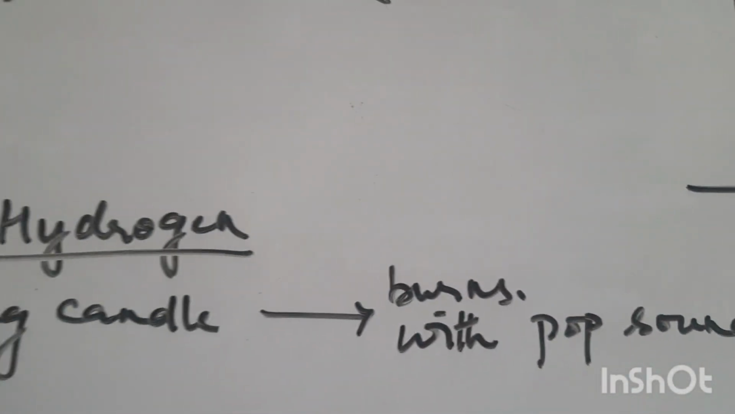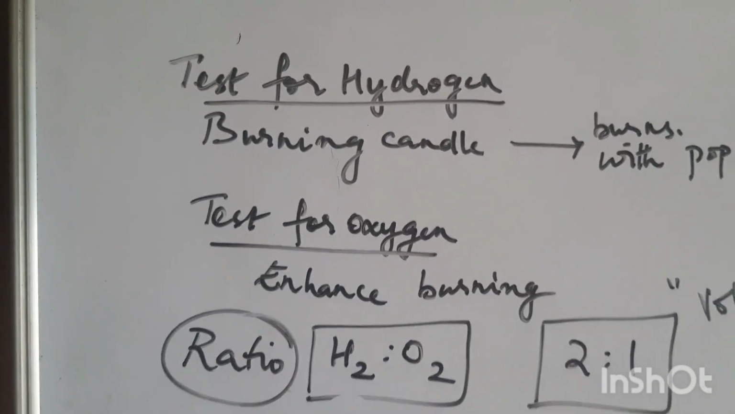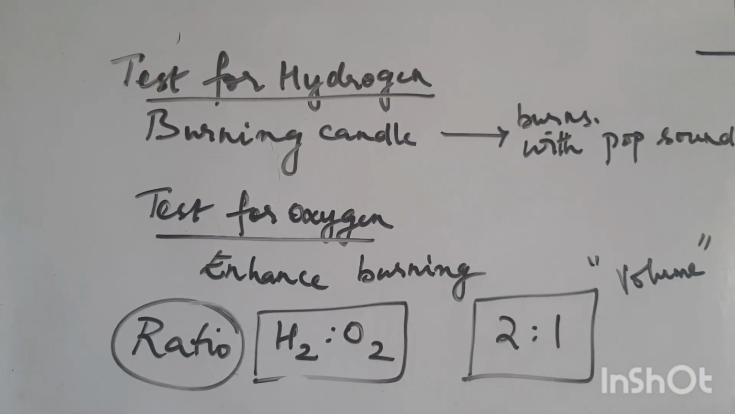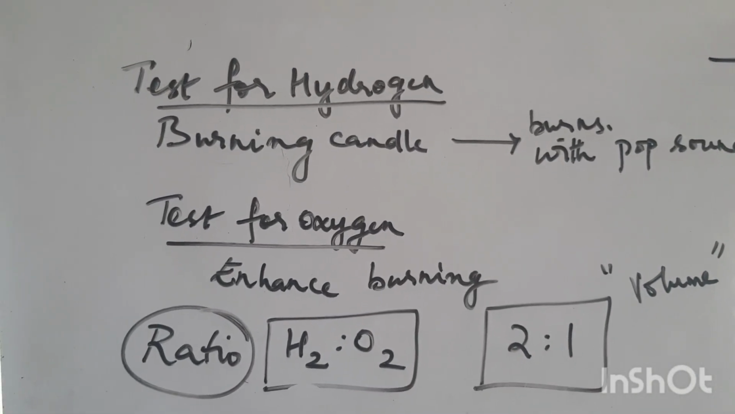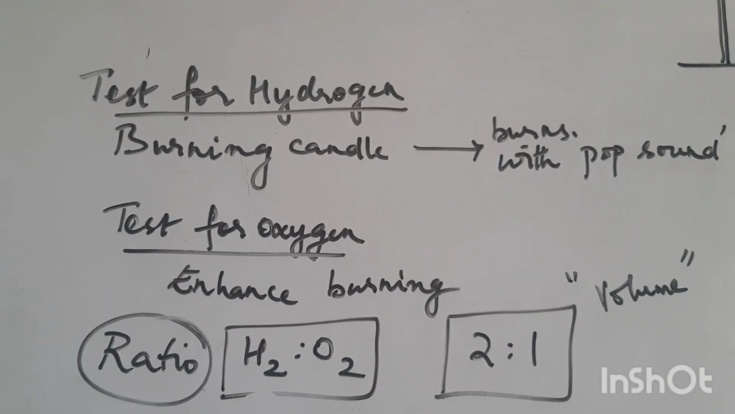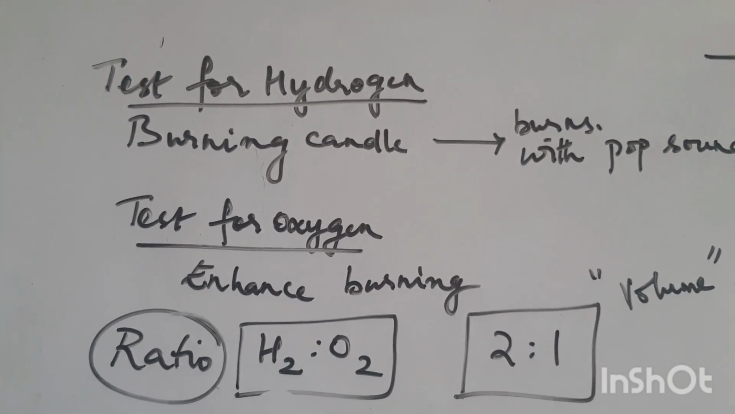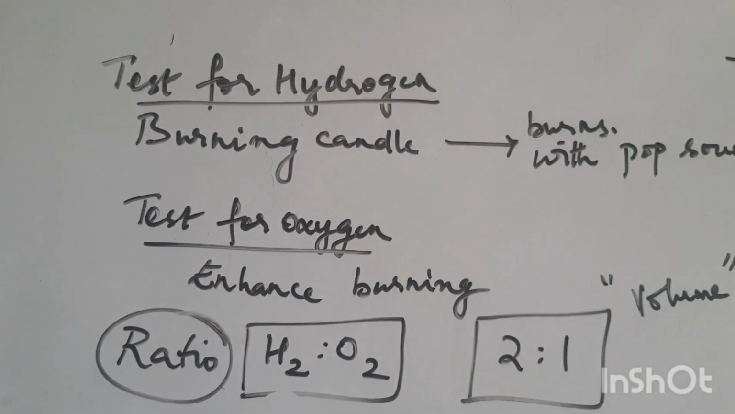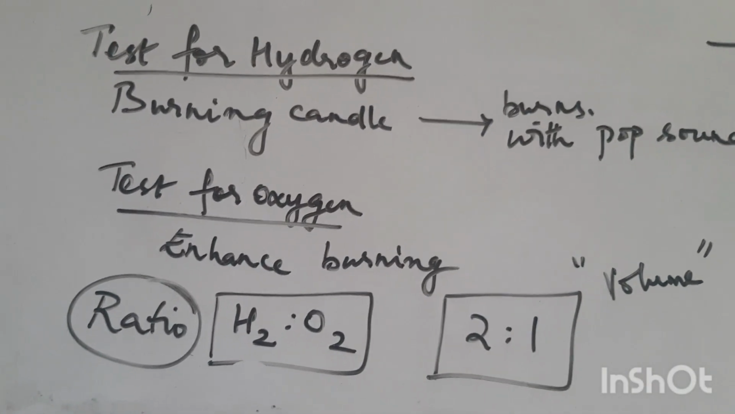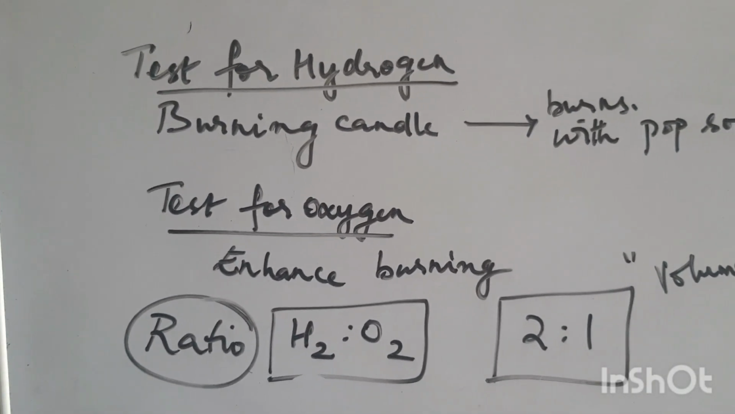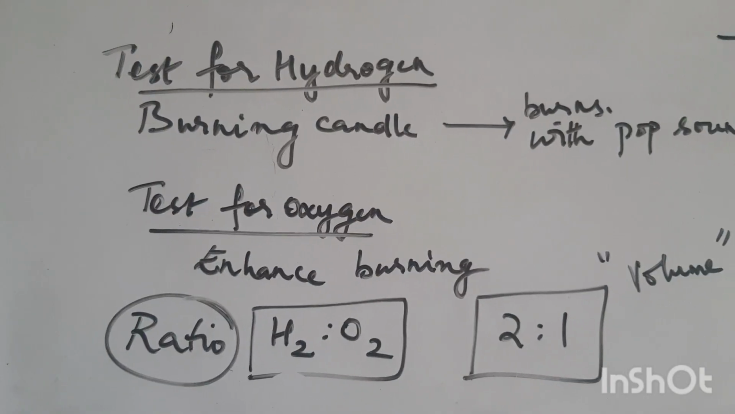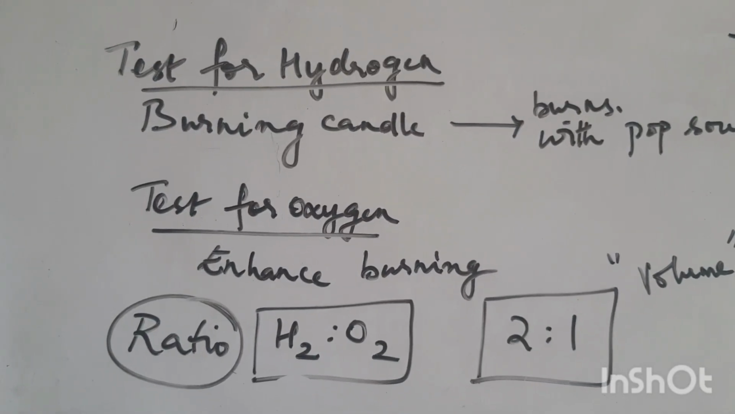Now here I have written the ratio of hydrogen and oxygen that is being collected over here. The volume ratio of hydrogen and oxygen will be 2:1. So you have to be very careful while reading the question. Sometimes they may give the ratio of oxygen to hydrogen. Here I've written the hydrogen to oxygen ratio is 2:1.